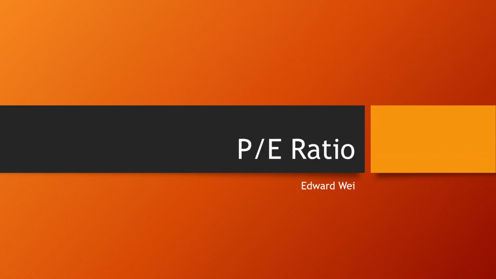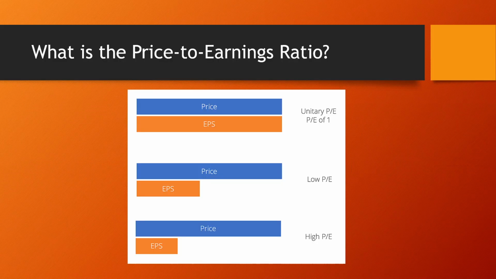For today's lesson, we're going to be talking about the PE ratio, or the price to earnings ratio. This indicator for a company's health is arguably one of the most important and most used by all investors and analysts because it relates the price to the earnings per share of a company. But we'll get into that later in the video. So let's go. What is the price to earnings ratio?